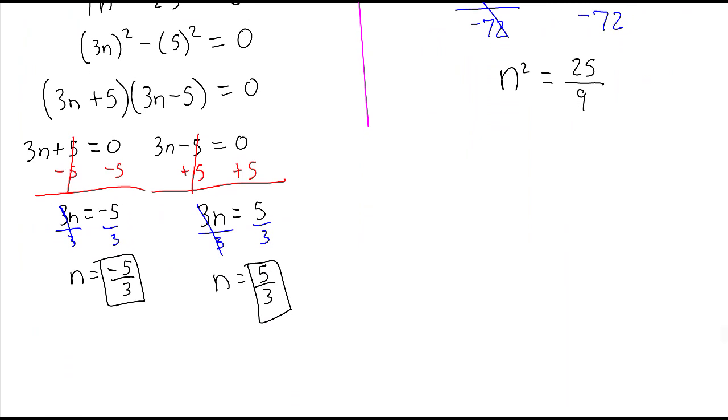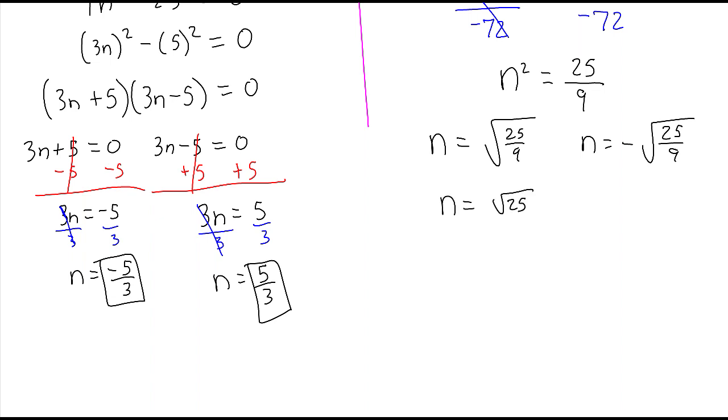Remember the square root property. If something is being squared and equal to a number, then the thing that's being squared is equal to the square root of that number and negative the square root of that number. And don't let the square root of a fraction freak you out. Remember, the square root of a fraction, just do the top and the bottom. It's the same thing as having the square root of 25 and the square root of 9, right? You just think about it like that.